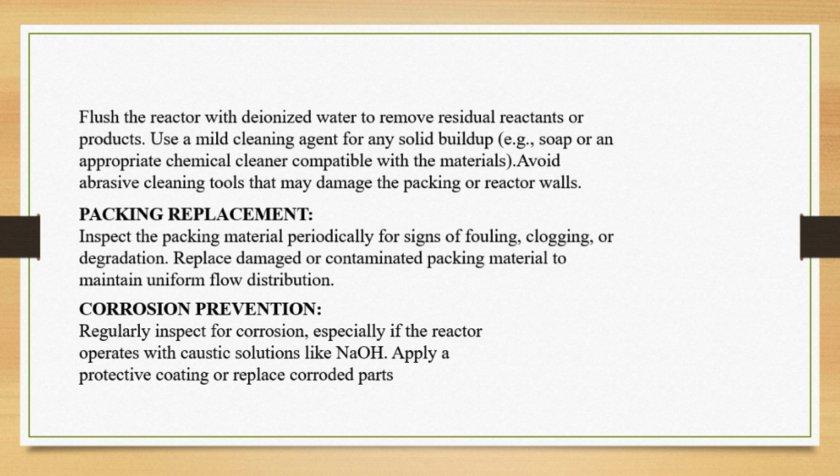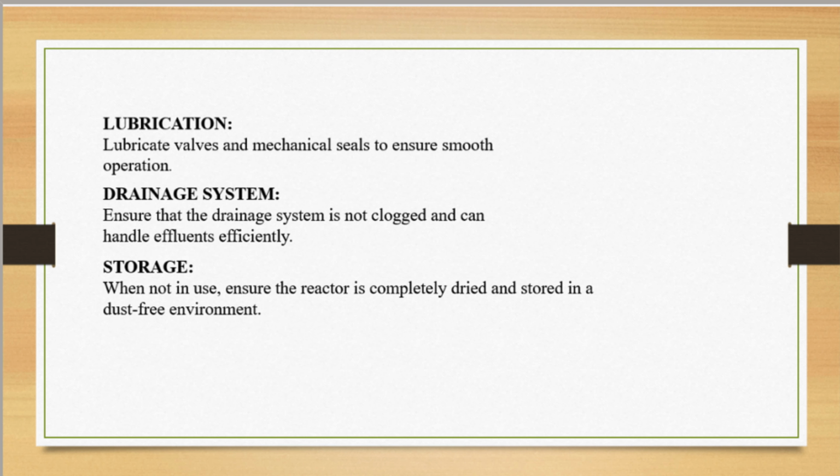Corrosion prevention. Regularly inspect for corrosion, especially if the reactor operates with caustic solutions like NaOH. Apply a protective coating or replace corroded parts. Lubrication. Lubricate valves or mechanical seals to ensure smooth operation. Drainage system. Ensure that the drainage system is not clogged and can handle effluent efficiently. Storage. When not in use, ensure the reactor is completely dried and stored in a dust-free environment.